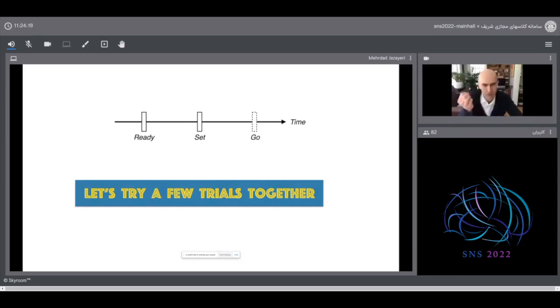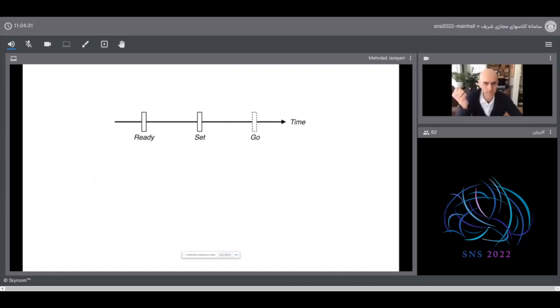So we'll do 4 trials together, and I want to demonstrate a very interesting property of this task. So here we go. You'll see flash, flash, and you generate internally the third flash in your mind. So here's the first trial. Let's do 3 more trials. Trial number 2. Trial number 3. And last trial.